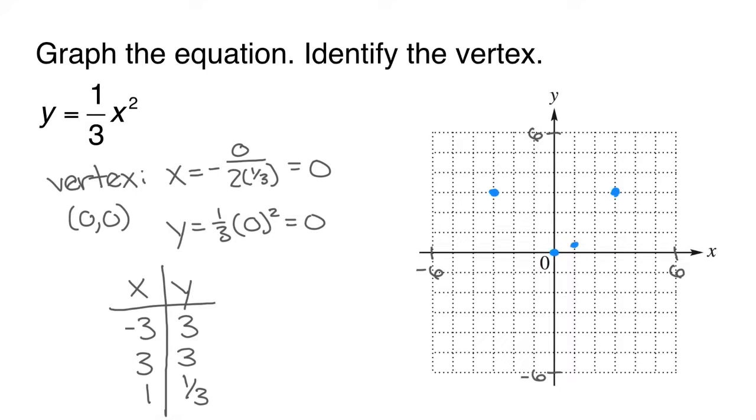Note that the x-coordinate of the vertex, 0, tells us that x equals 0, or the y-axis, is our axis of symmetry. So we also know that we have the point (negative 1, 1/3), which we can plot. And our graph will be symmetric about the y-axis. Now we draw a smooth curve through these points in order to graph the equation.